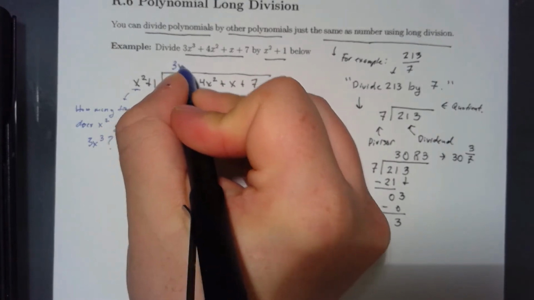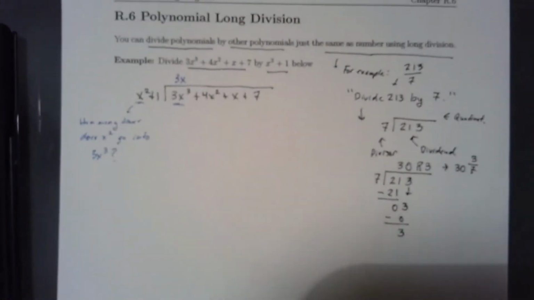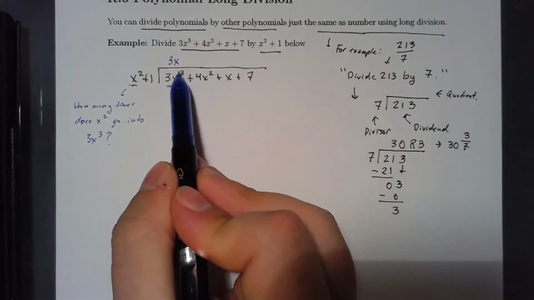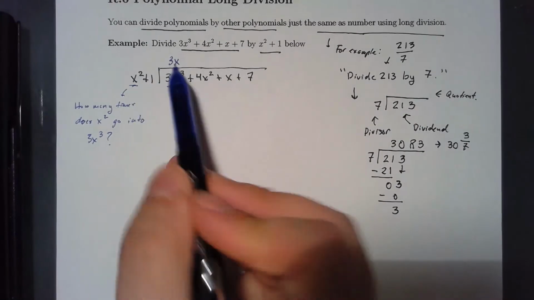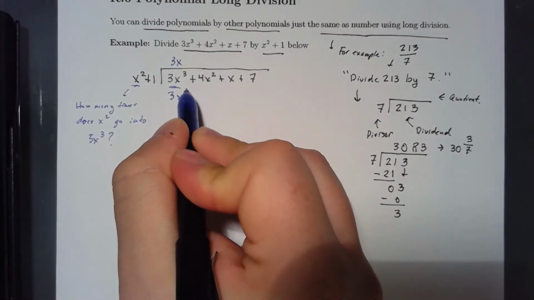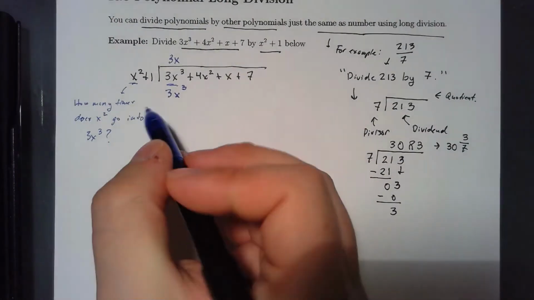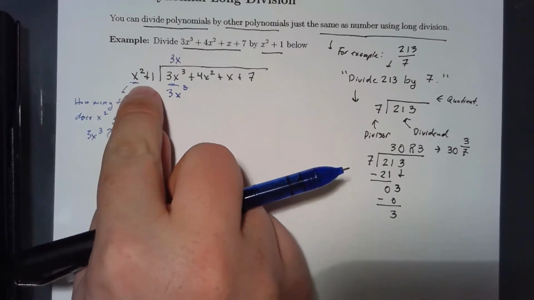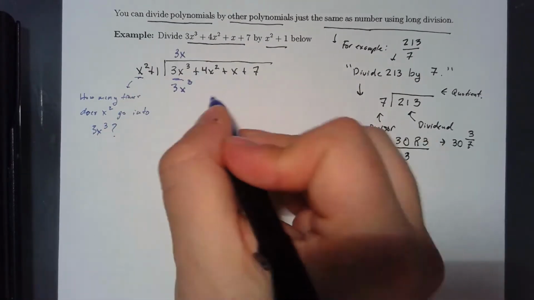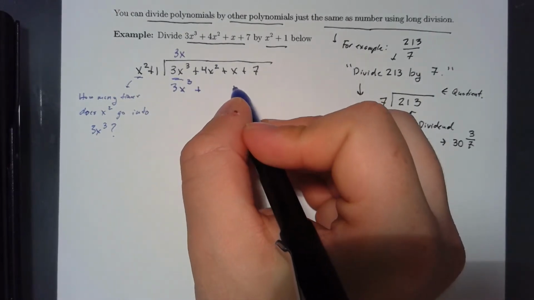3x times x squared is 3x cubed. This times this goes down below here, just like it did here with 3 times 7 is 21. Now, because I didn't multiply my whole divisor yet, I still have another term. 3x times positive 1 is plus 3x.